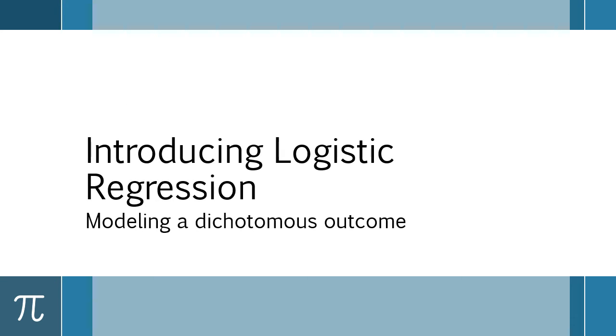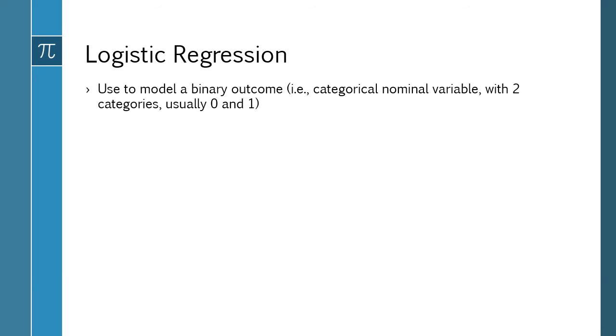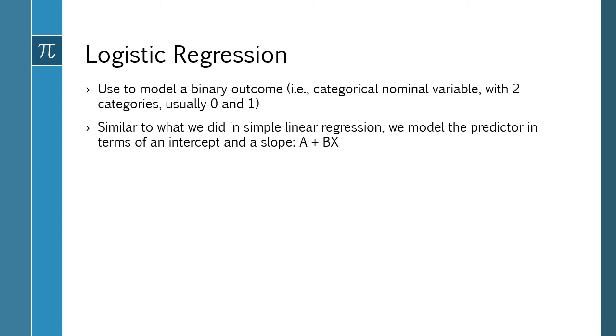Okay, so now let's talk about logistic regression. Here we're modeling a dichotomous outcome. Okay, you will recall that linear regression models a continuous outcome. So if you have a dichotomous outcome, then you use logistic regression. So again, we use logistic regression to model a binary outcome. By that I mean a categorical nominal variable with two categories, usually 0 and 1. And 0 usually means the absence of the outcome, and then 1 usually means the outcome.